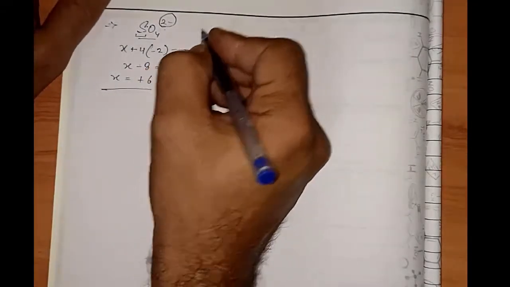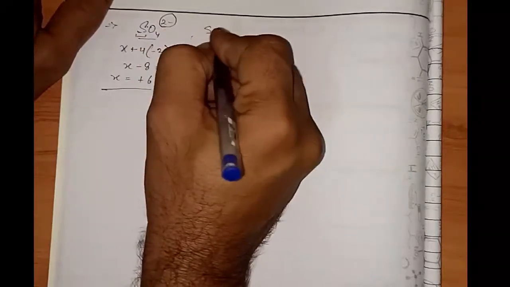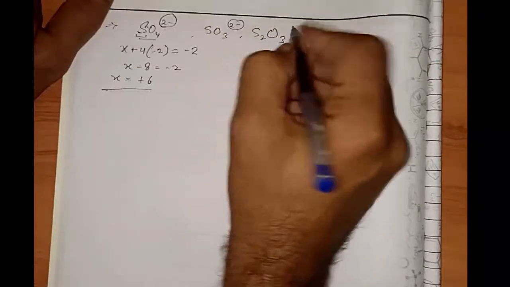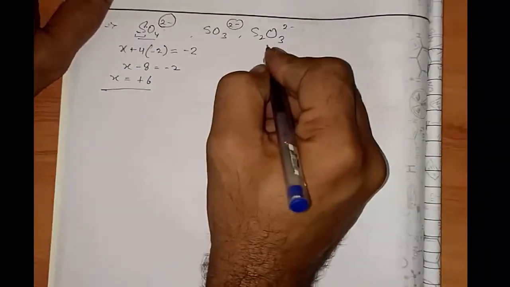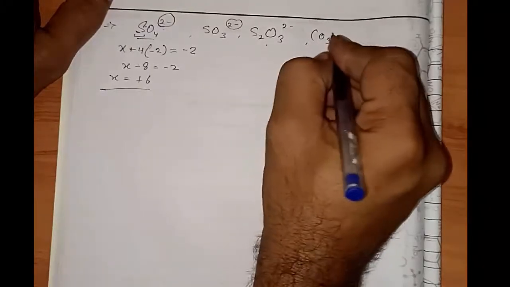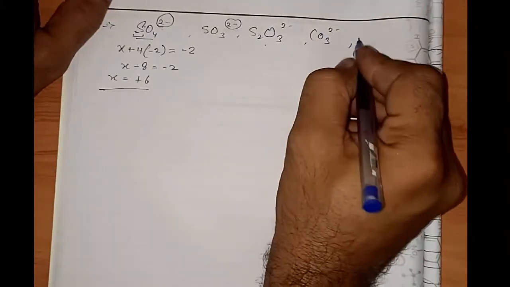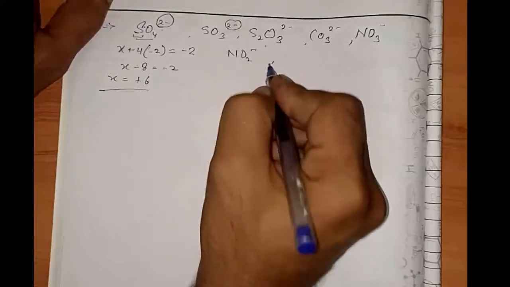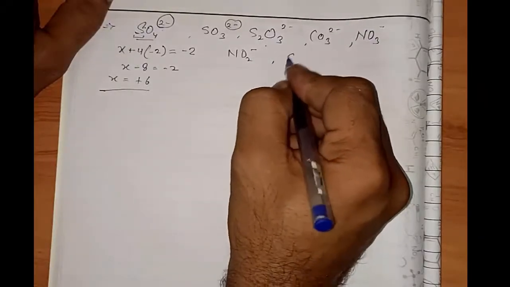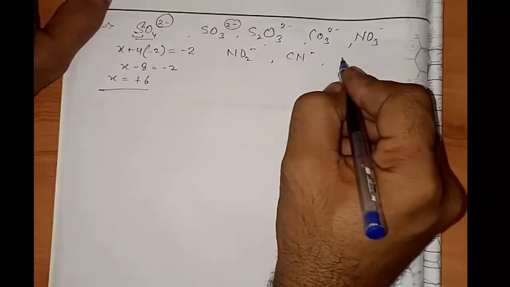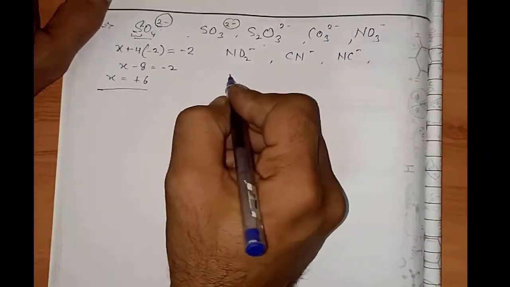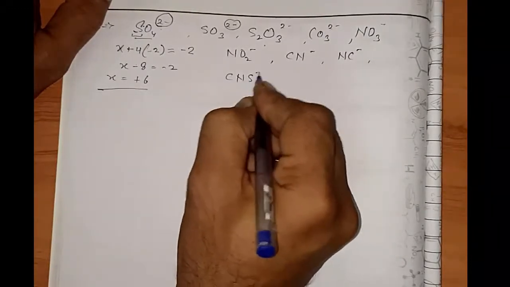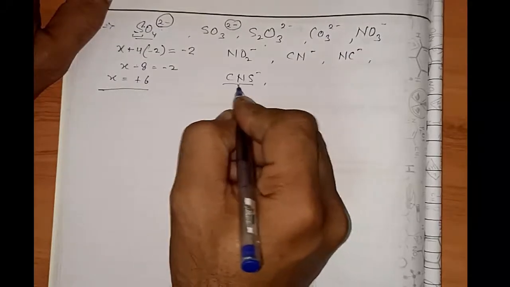Similarly, there are many types of ions. For example, SO3 2 minus is sulfite ion, S2O3 2 minus is thiosulfate ion, CO3 2 minus is carbonate ion, NO3 minus is nitrate ion, NO2 minus is nitrite ion. Similarly, CN minus is cyanide ion, NC minus is isocyanide ion, and SCN minus is thiocyanide ion.